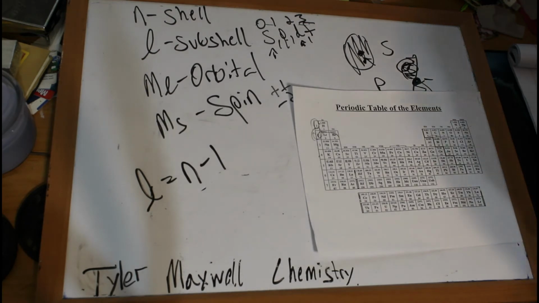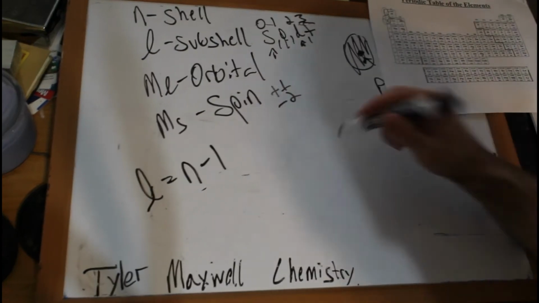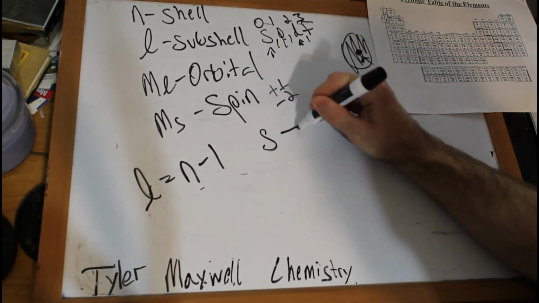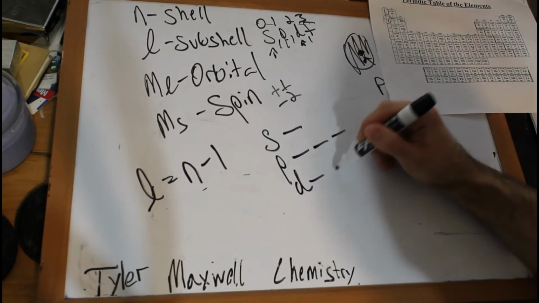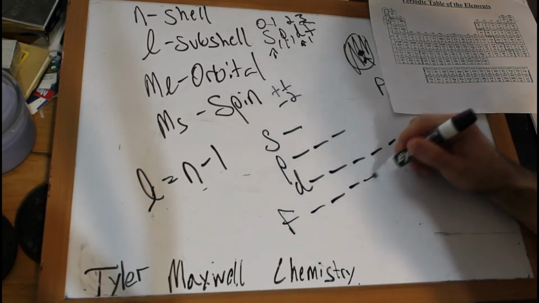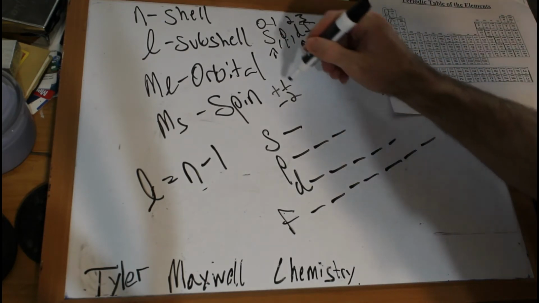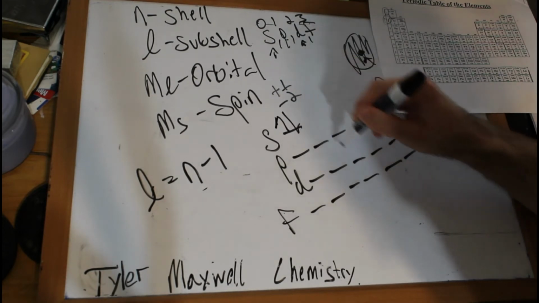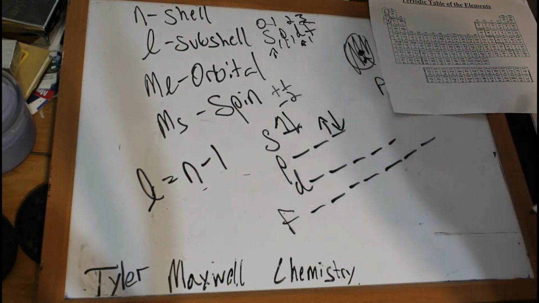And our next one is ML. So this is orbitals. Basically, the S subshell has 1 orbital, the P subshell has 3, the D subshell has 5, and the F has 7. And each orbital, as we know, can hold 2 electrons, one with a spin up, plus 1/2, and one with a spin down, minus 1/2. You see this as one arrow up, one arrow down.